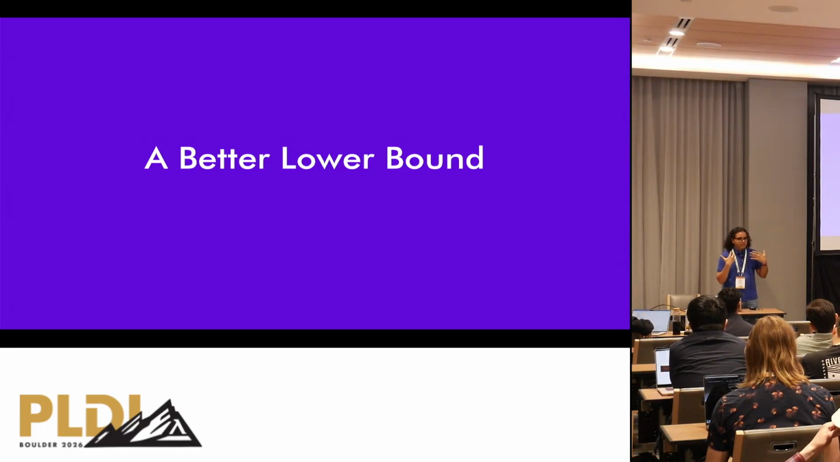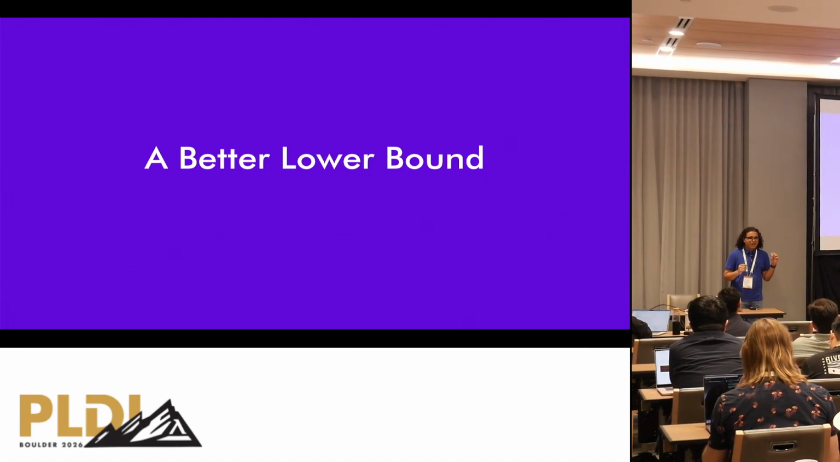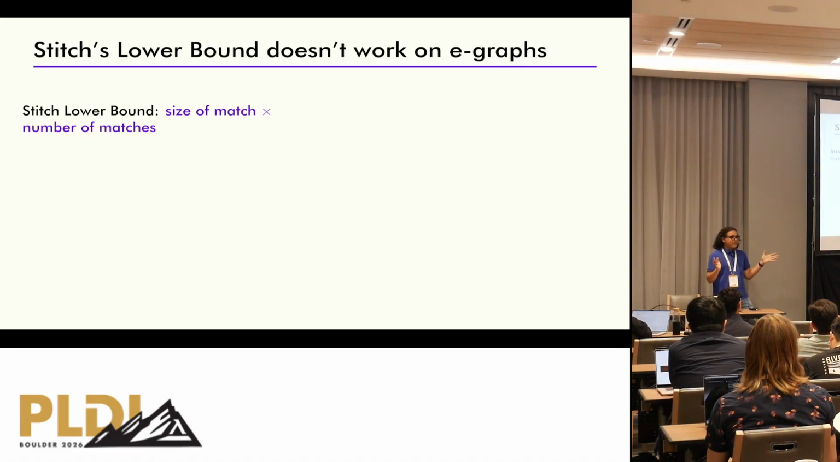So yeah, there's several things, interesting to me, that we did to try to make this work over eGraphs. Stitch doesn't just work out of the box, but I was told that they are only interesting to me. So I'm going to talk about one thing here, which I think should be interesting to everyone, which is a better lower bound. I was emphasizing how amazing the Stitch lower bound is, but it doesn't really work for eGraphs. It works well on corpuses, and you can kind of think of it as like the average size of a match times the number of matches.